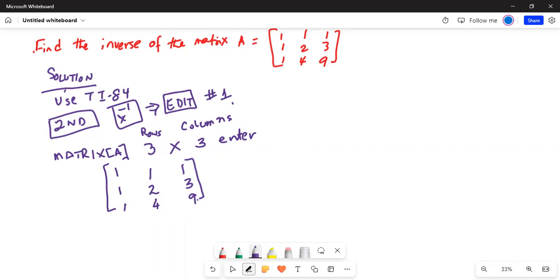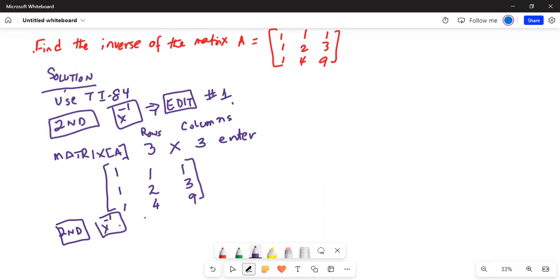Now you have to invert it. The first thing I usually do is put the calculator off, by second, off. Then put the calculator on. And the next step is to press the second button, then X minus 1, again.